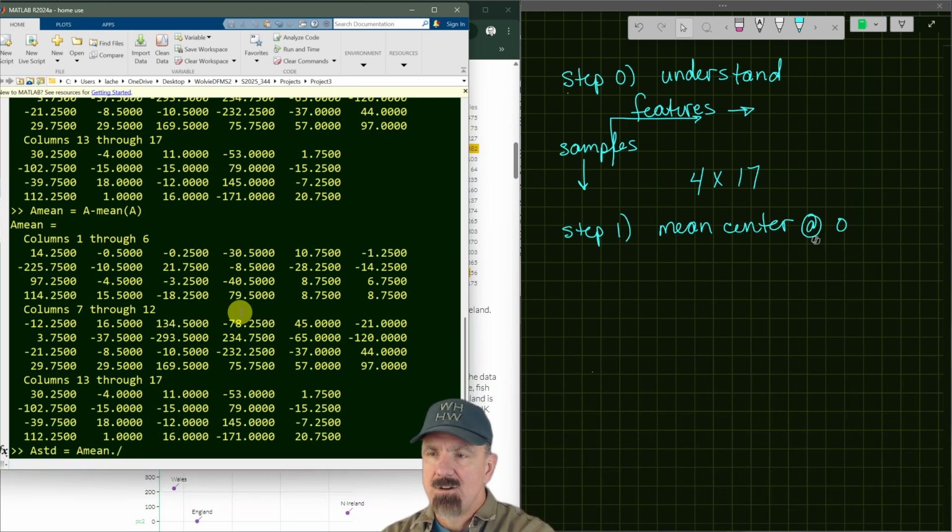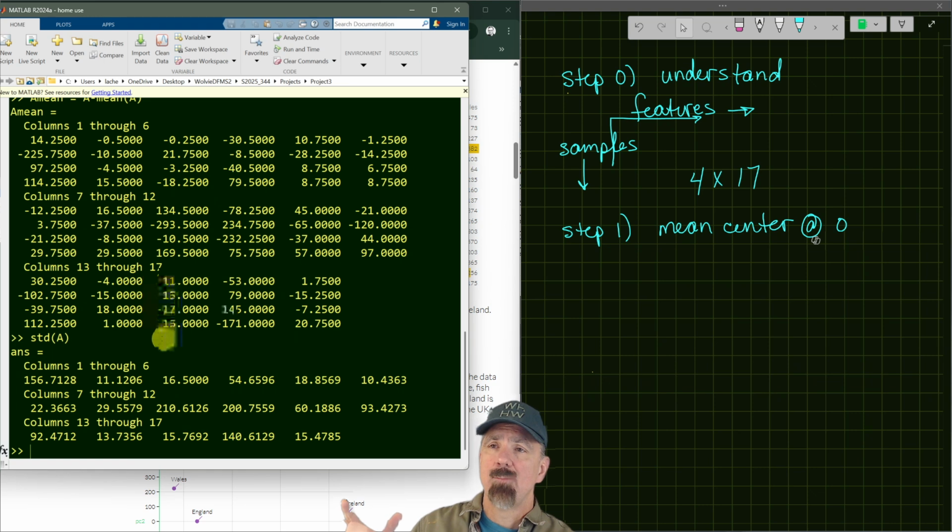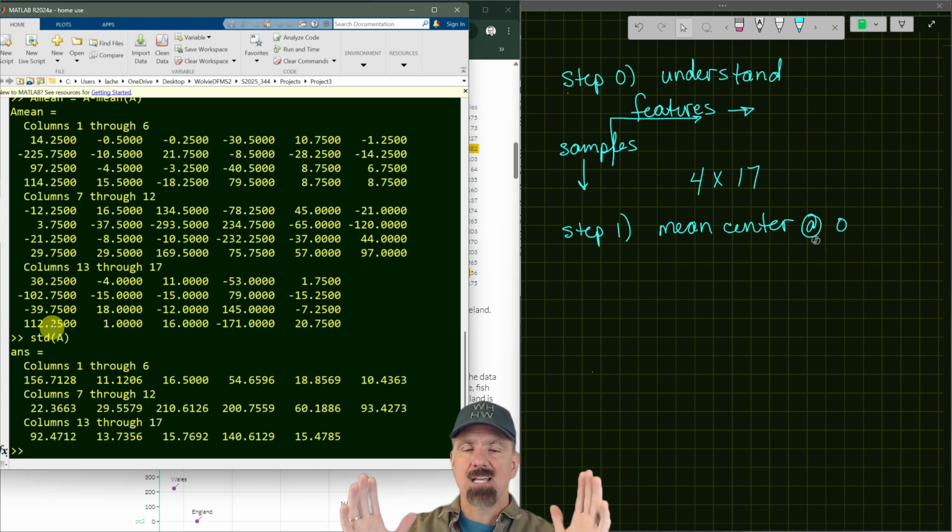So when we do standard deviation, let me show you. If we do std A, again, it's built for the type of analysis that we're doing. MATLAB takes the column by column standard deviation. And so what we're going to do is divide through by that standard deviation for each column. Even though these are mean centered, you can see some of them are varying just in the teens, some of them are varying in the hundreds. So maybe we don't want that variety. Maybe we want to standardize it all.